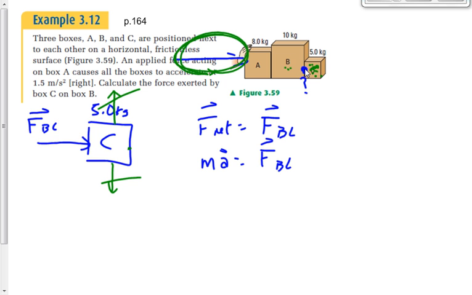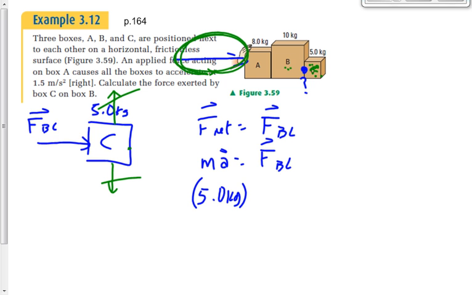If you're analyzing the box of ice cream in the back of that semi-truck, you don't want to use the mass of the semi-truck, do you? You want to use the mass of the box of ice cream. So the mass that we're going to use here is 5 kilograms. The mass of the box that I'm analyzing, the mass of box C.